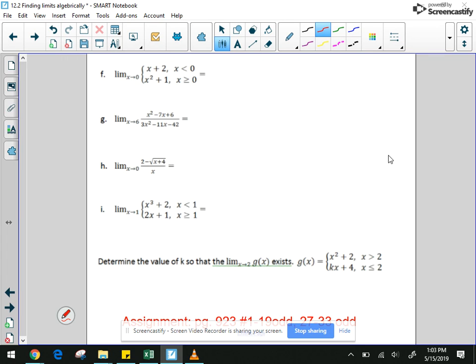Problem F, piecewise function. If you consider the limit from both the left and the right side, from the left, the function will be approaching 2. From the right, the function will be approaching 1. Because those one-sided limits are not equal to each other, the two-sided limit does not exist.